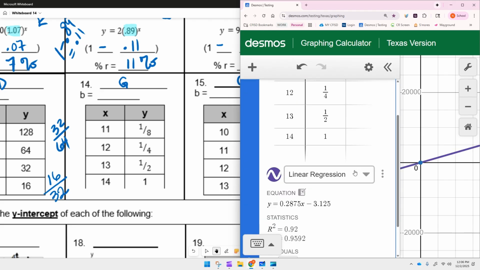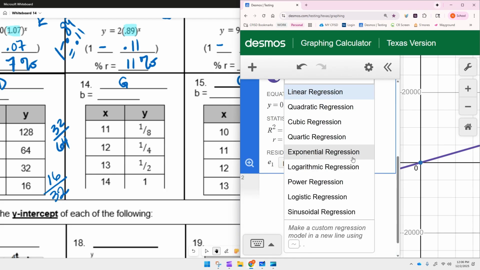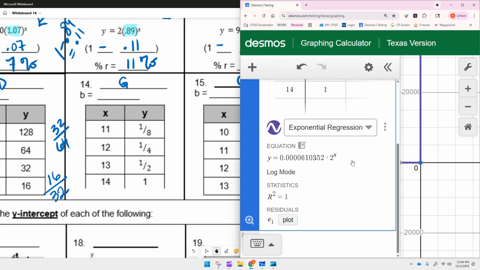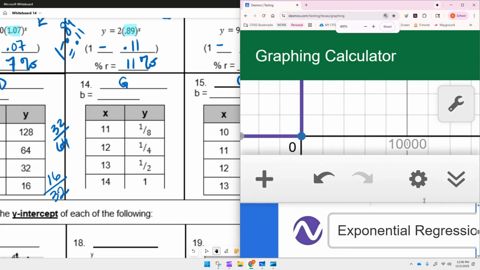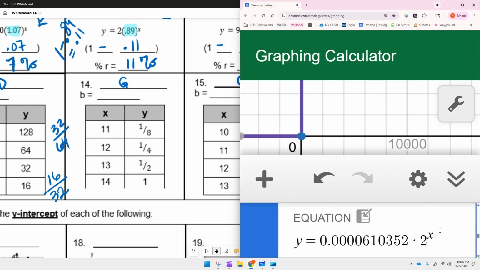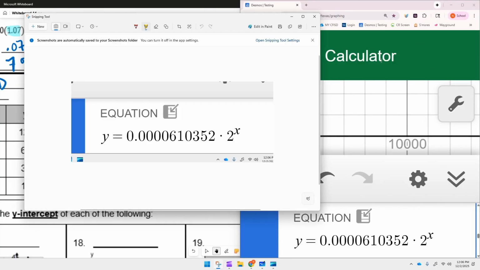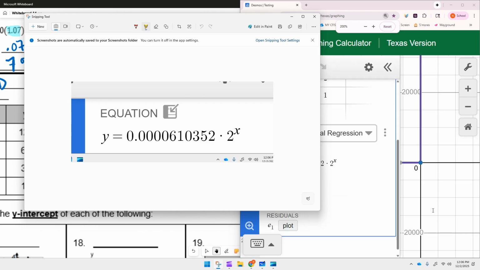You want to change this. This is not a linear function. This is an exponential function. So I'm going to change it to exponential. Now, I'm zooming in so that I can highlight all I care about. I'm going to zoom out now.